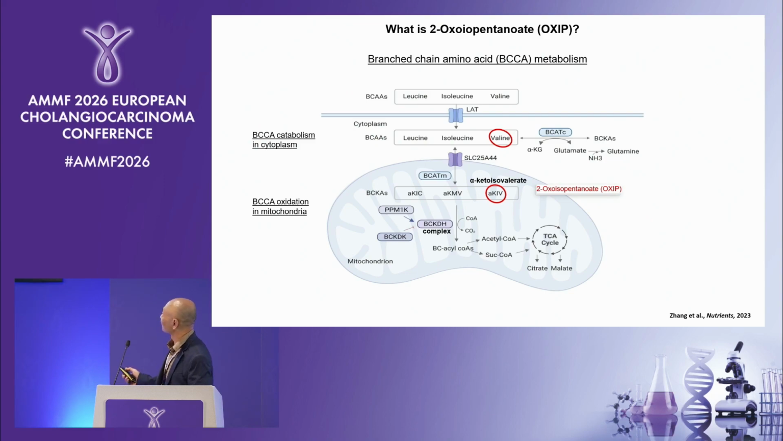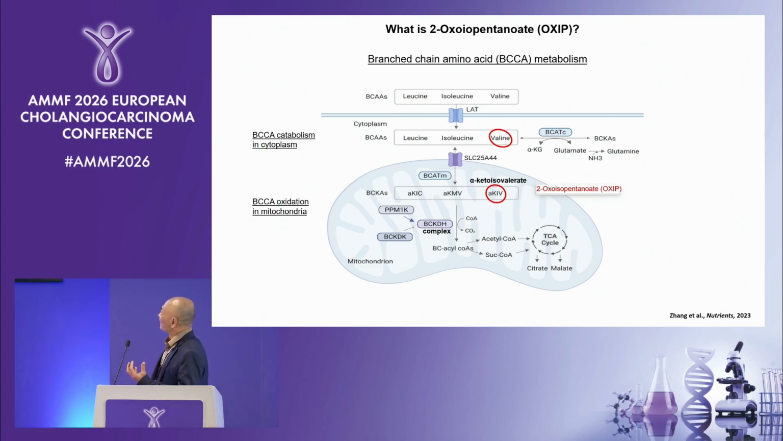I'm going to make it short, OXIP. So in co-culture, we see the accumulation of OXIP in the cholangiocarcinoma cells. It suggests that the co-culture modulated tumor cells' branched chain amino acid metabolism. OXIP is a metabolite of the branched chain amino acids. Branched chain amino acids include three essential amino acids: leucine, isoleucine, and valine.